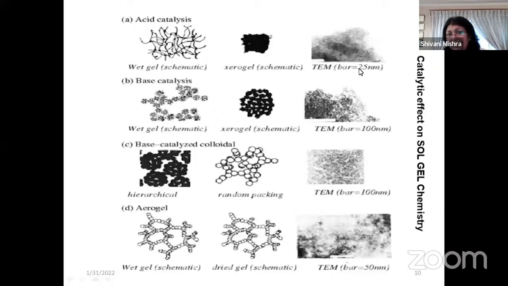Now, we can also relate our understanding with respect to the nanoscale here, how the scale is changing from the acid catalysis to the base catalysis, and how we can understand the different shapes and sizes of the gel forms by these methods. All right.